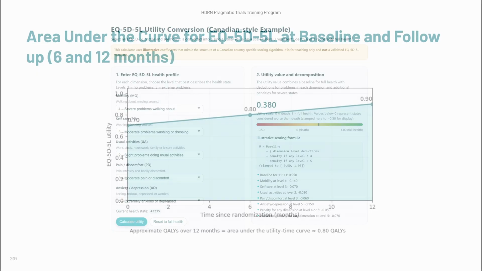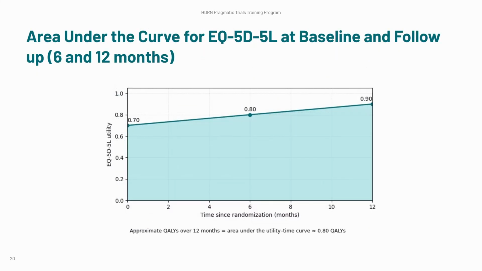In a pragmatic trial, we can collect EQ5D5L at baseline and follow up, or at several time points, and then use those utility values to estimate QALYs by looking at the area under the curve over time. For example, in the curve here with 3 quality-adjusted life year measurements, we can estimate the area under the curve to be 0.8 QALYs.